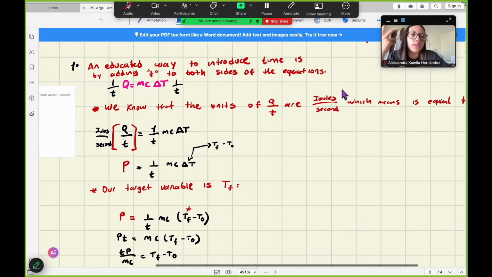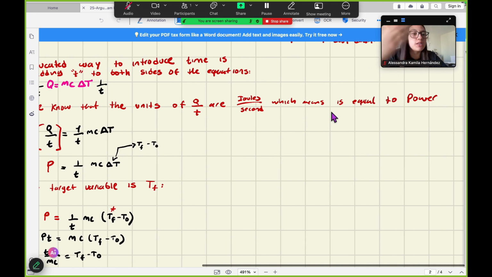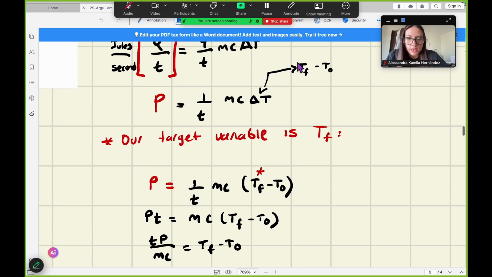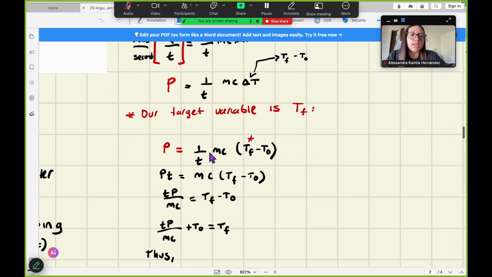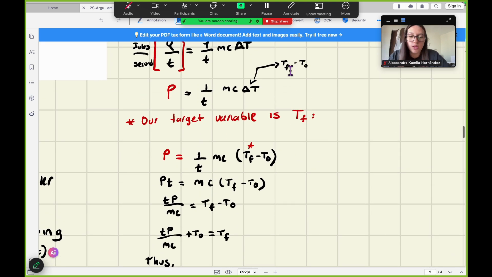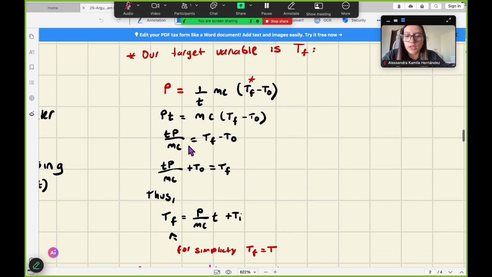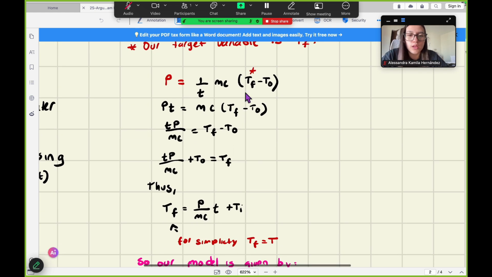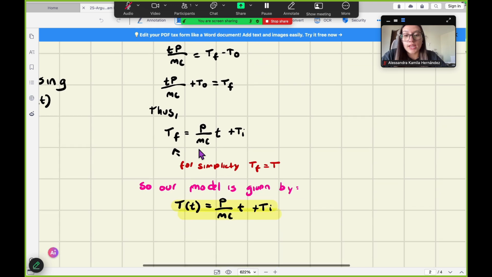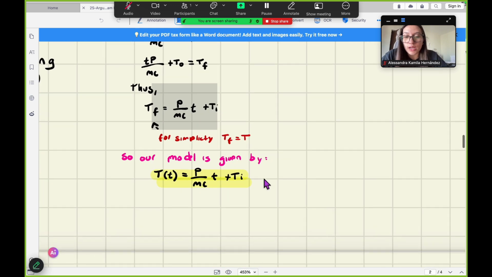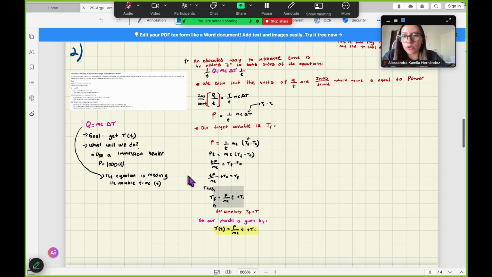Q over t, its units are joules per second, which means power. So the power ends up like this, and since my target variable is the final temperature, I just do some algebra to solve for T_F, and at the end I get this model. So now in MATLAB, how will this look with the problem that is given?